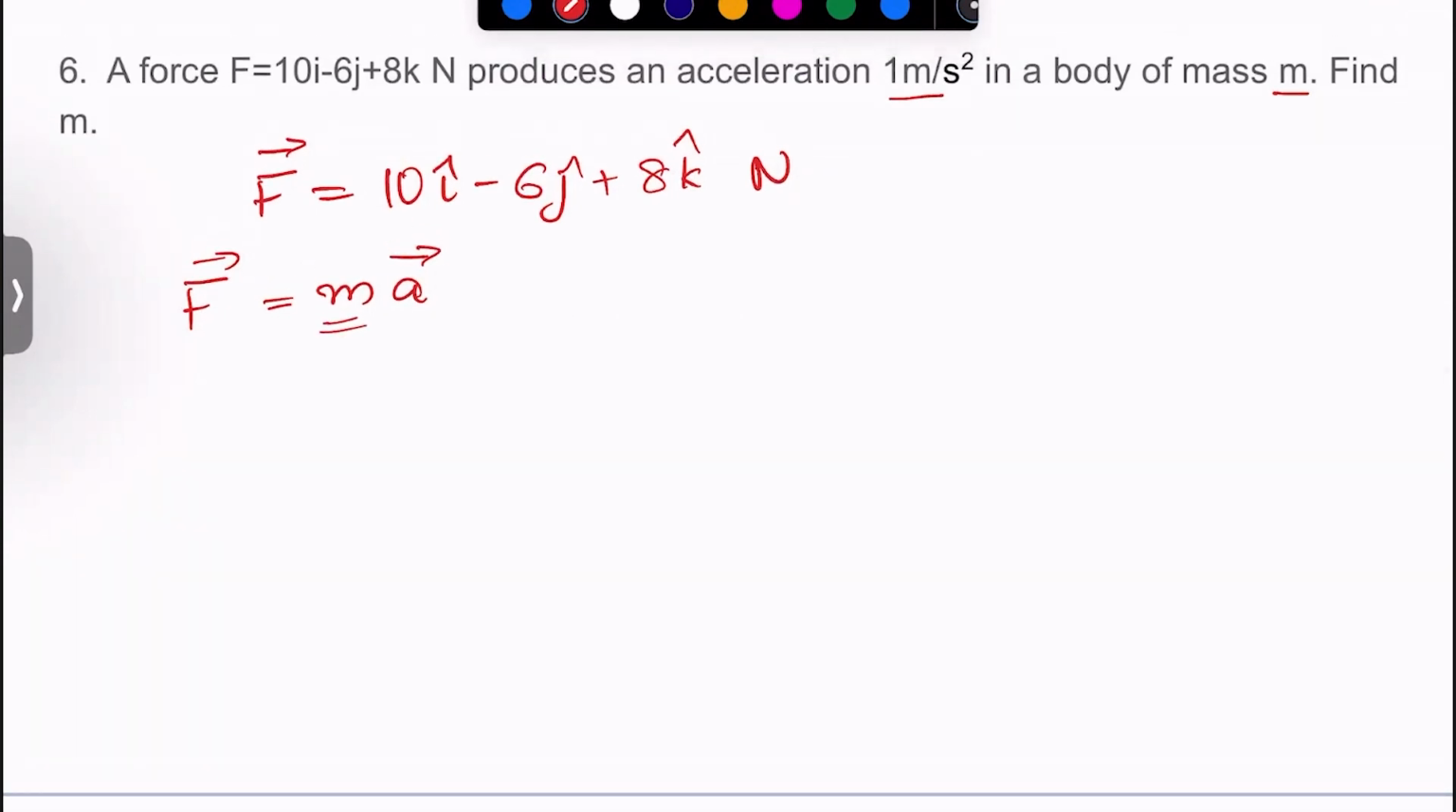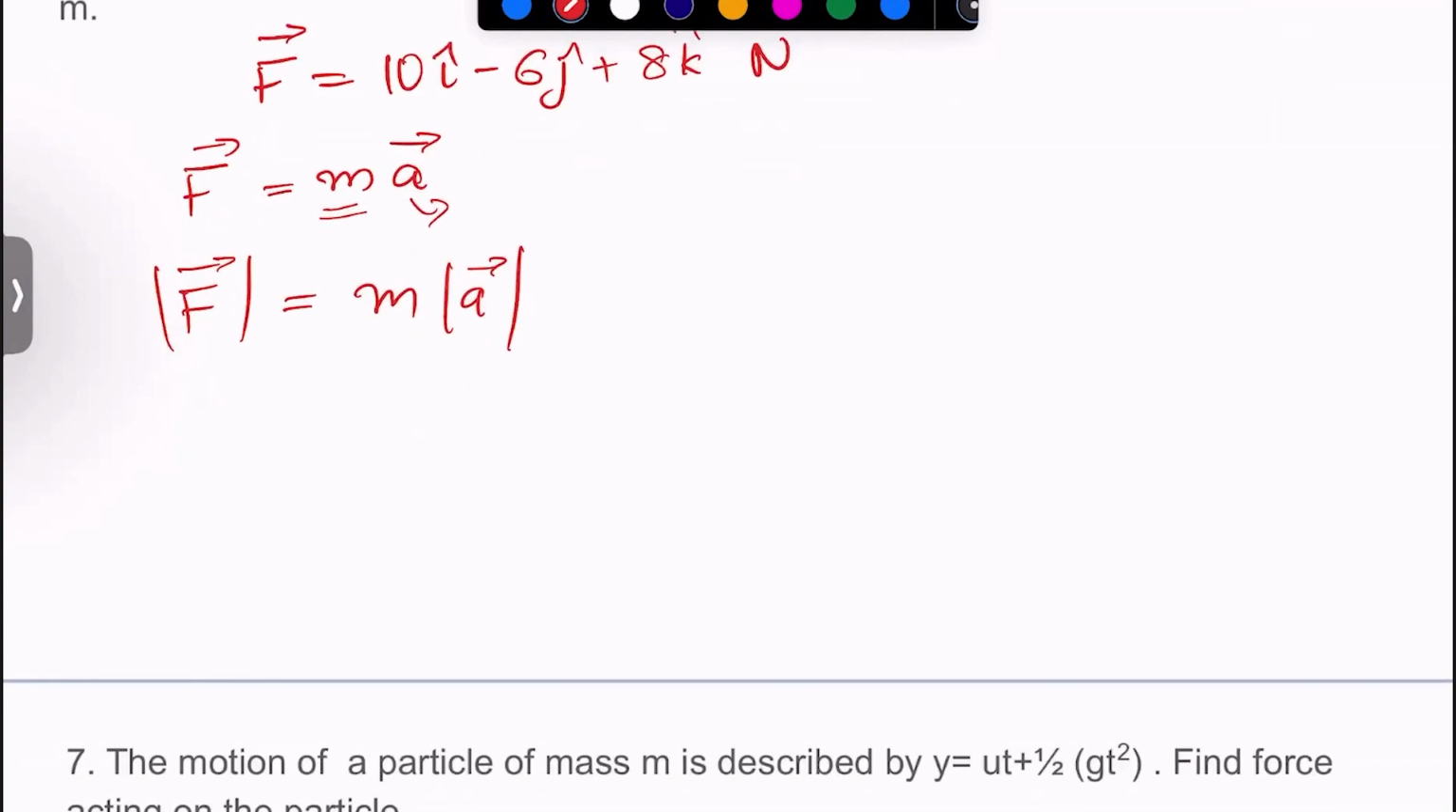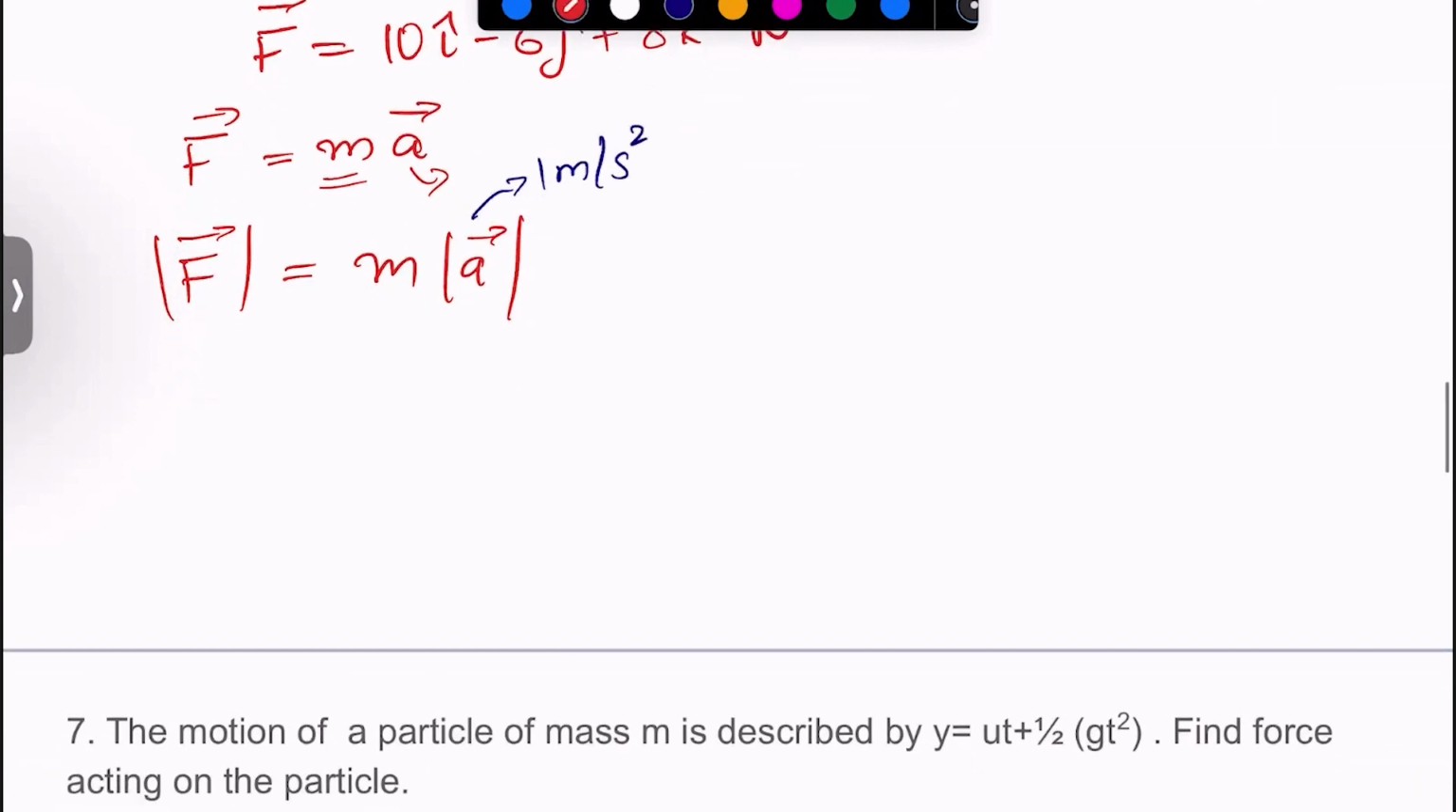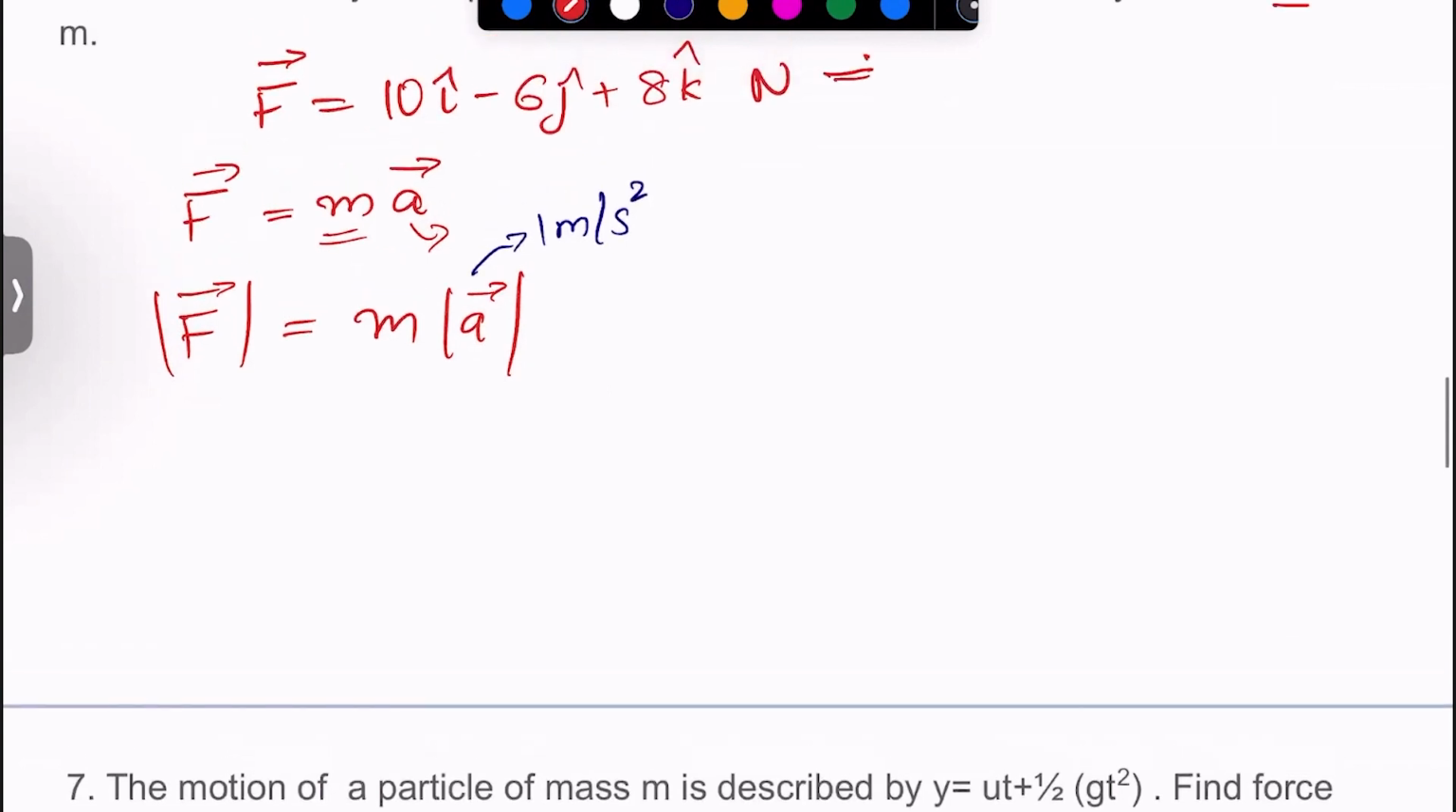Acceleration is given as a magnitude here, 1 meter per second squared. So you want to find the magnitude of force, since force equals mass times acceleration. How to find the magnitude of force? If you want to find the magnitude, that is equal to the root of 10 squared minus 6 squared plus 8 squared.